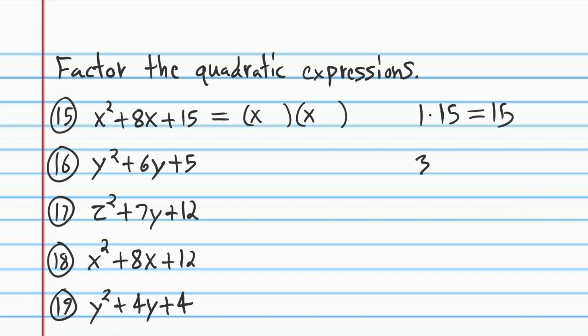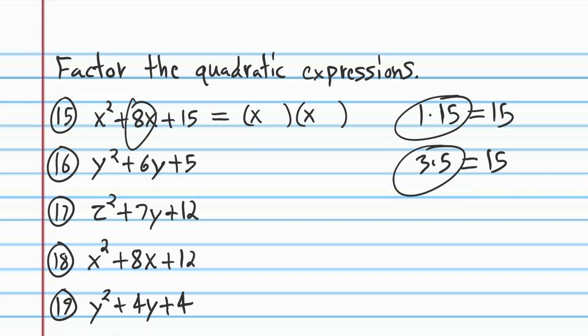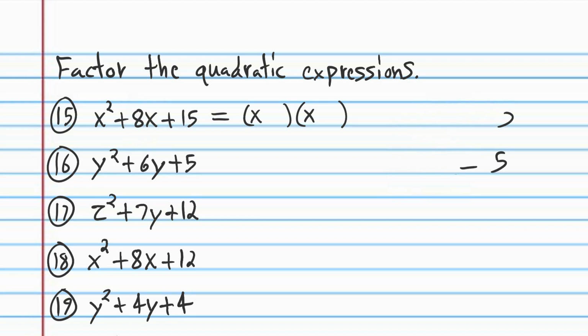And we can also try 3 times 5. That works because 3 times 5 is 15. And that's it. Those are the only two options. Now we're going to ask, if you add up these two numbers, what do you get? Well, obviously if you add those two up, you get 16. Well, that doesn't work. We want 8. If you add these two numbers up, you get 8. So that's what we want. So it's going to be 3 and 5.